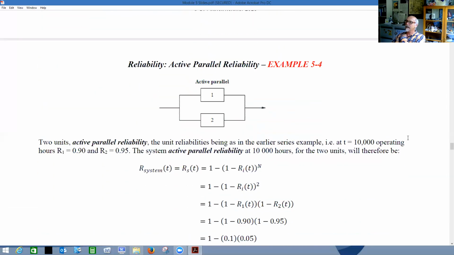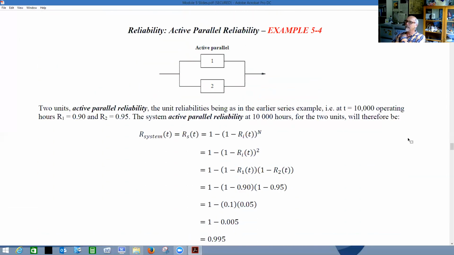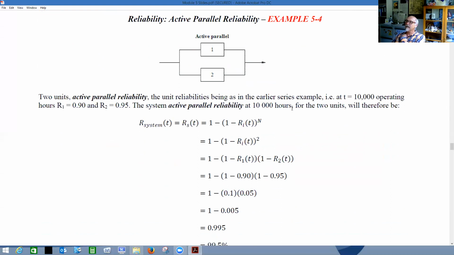Now, what about active parallel reliability? What happens in that particular system? So here we go. That's our active parallel. That's the configuration that we have. Might be 2 pumps for argument's sake. 2 units, active parallel reliability. The unit reliabilities being as in the earlier series example. So if we take that 10,000 operating hours and we had values of 0.9 and 0.95, the system active parallel reliability at 10,000 hours for these 2 units will then be given by this little formula.